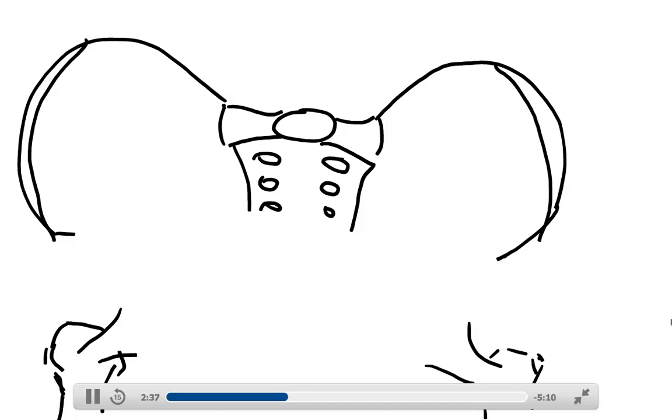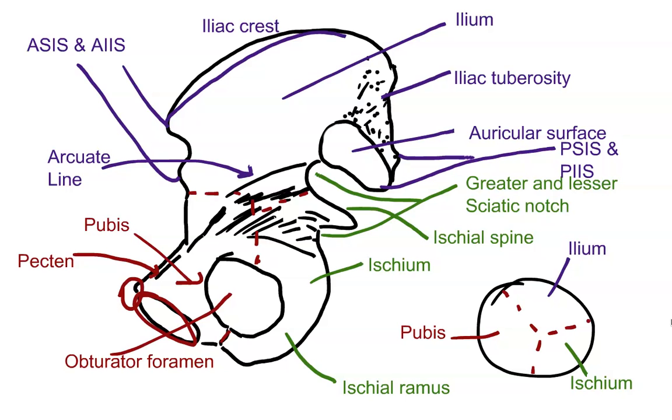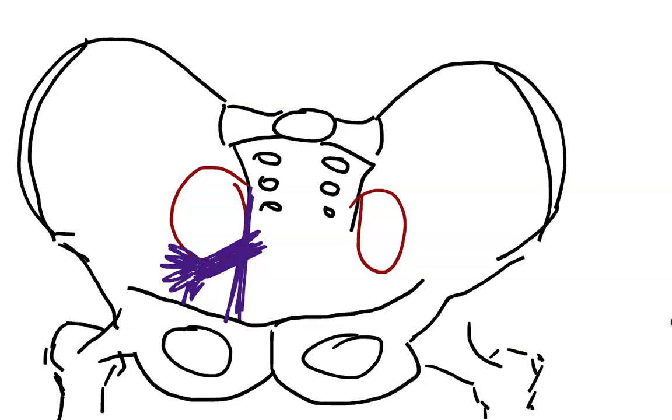The posterior route through the greater sciatic foramen, bordered by the sacrotuberous ligament, running from the sacrum to the ischial tuberosity. That's the sacrotuberous, and the sacrospinous, between the coccyx and the ischial spine. Remember, the ischial spine is this thing here. So that's sacrotuberous and sacrospinous.